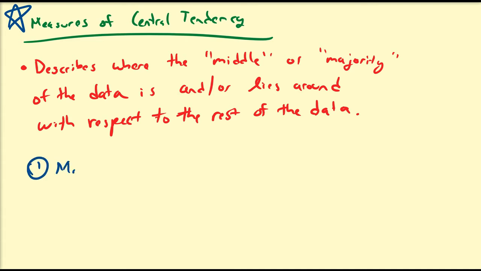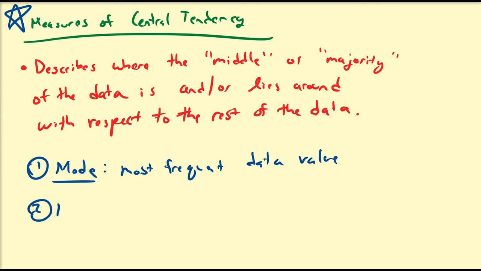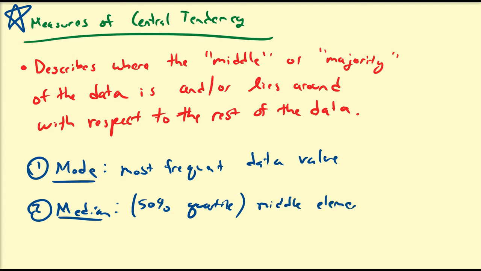The first one is called the mode. The mode, simply speaking, is the most frequent data value. The second most common measure is what we call the median. The median, which some people also refer to as the 50% quartile, and we'll talk about quartiles in more detail later, is the middle element or elements of an ordered set of data.